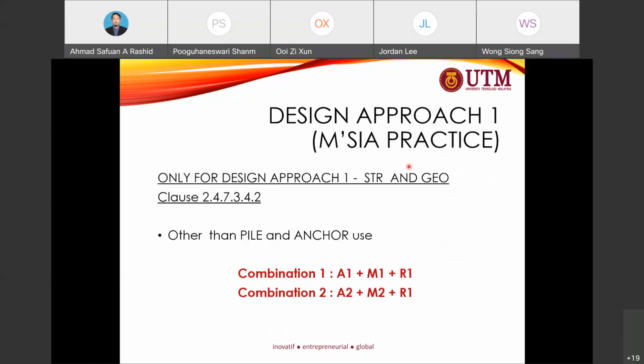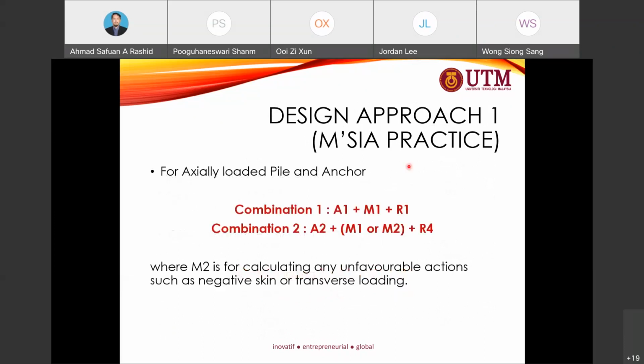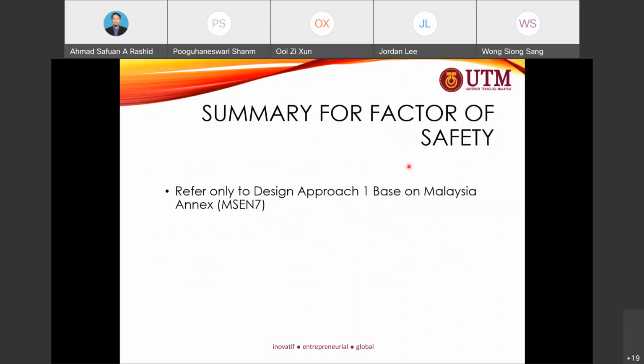So for design other than pile or anchor use, we may use Combination 1. For axial load on the pile and anchor, M2 is used for calculating any unfavourable action such as negative skin friction or transverse load. We refer only to Design Approach 1 based on the Malaysian Standard.